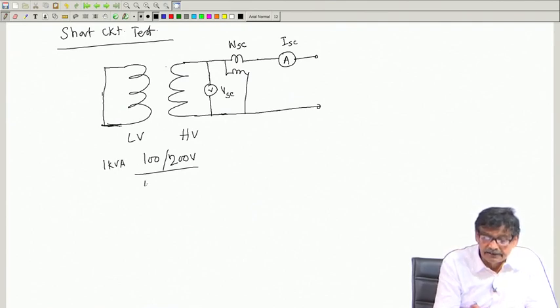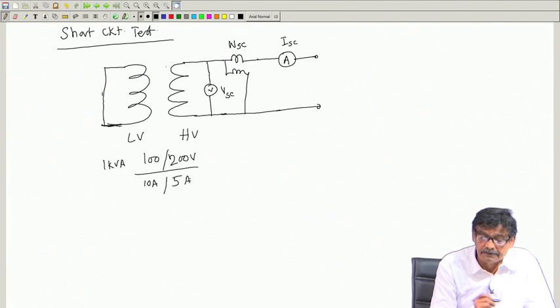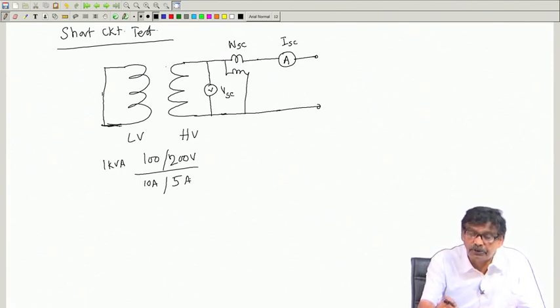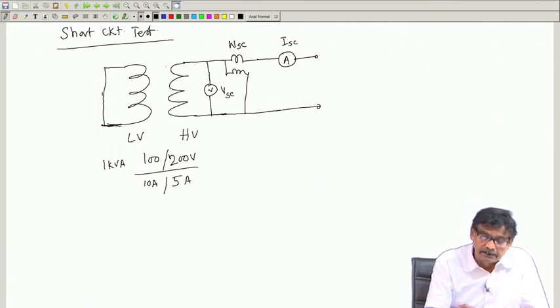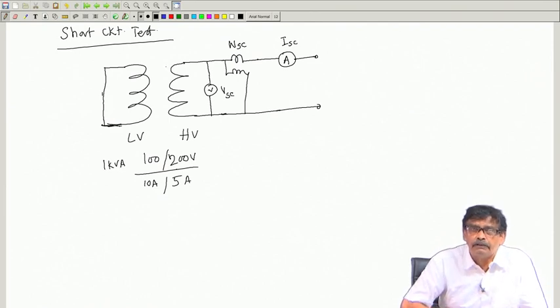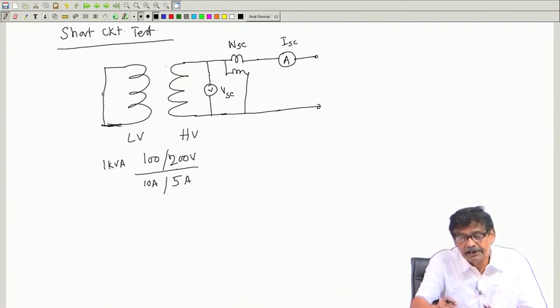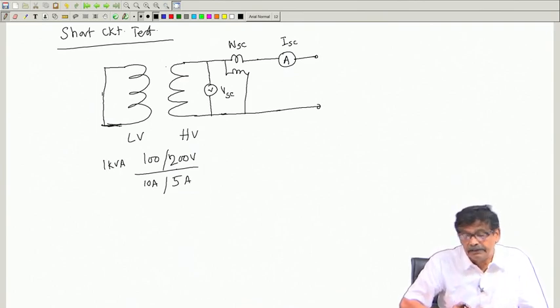This rated current is 10 ampere on this side, and this side's rated current is 5 ampere, we have just seen. Now, in this case, how much voltage should I apply here? That is the question. So, from the HV side, what is the rated voltage of the HV side? 200 volt. So, should I apply 200 volt 50 hertz on the HV side? The answer is a big no.